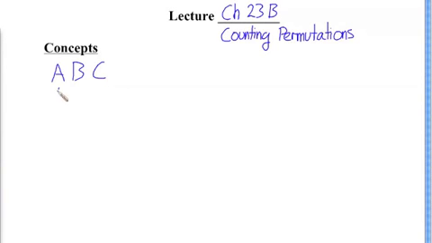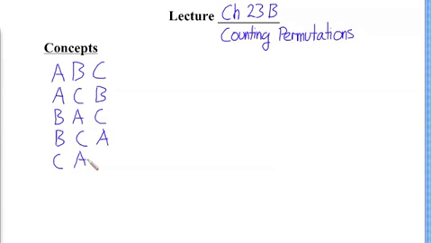For example, I could write this also as A, C, B, B, A, C, B, C, A, C, A, B, and C, B, A, giving me a total of 6 different orders. These are the 6 different permutations of the letters A, B, and C.